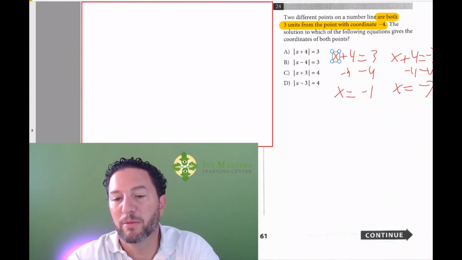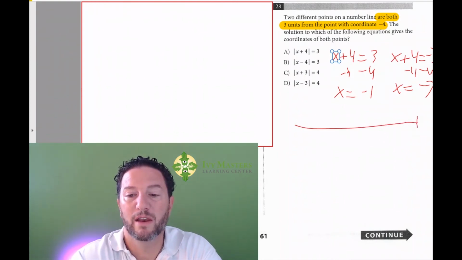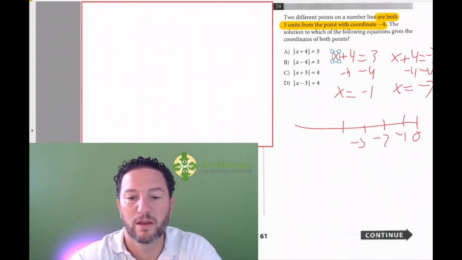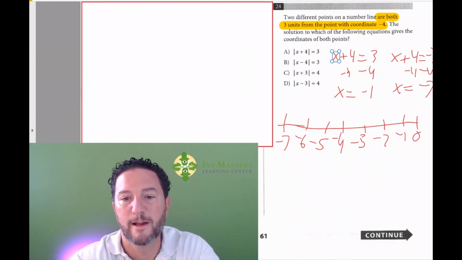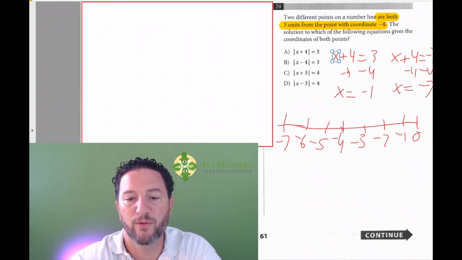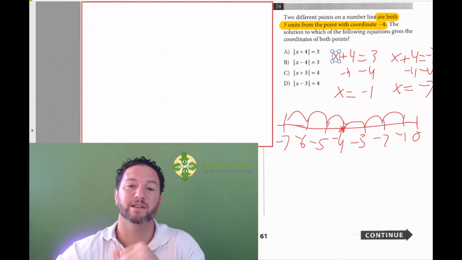Now you might be able to just look at this and know, which is fantastic, but if we had a number line, and let's say this is 0, and this is -1, -2, -3, -4, that's a 3, -5, -6, and finally -7. And we've got the point -4. If you move 3 units, 1, 2, 3, you're at -1. 3 units this way, 1, 2, 3, you're at -7, so you have your answer.